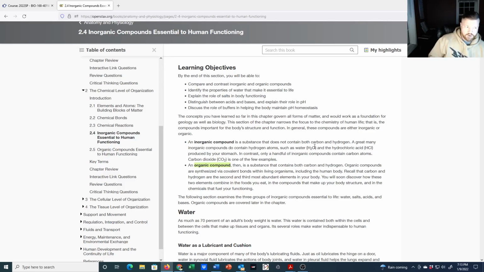So water has no carbon in it, right? This HCl, that's an acid, right? That C is not carbon, that's for chlorine, right? So hydrochloric acid. Carbon dioxide, it's got carbon in it, doesn't have hydrogen in it, so that's considered inorganic. Salt, right? Salt, table salt, is sodium chloride. So no carbon in there, no hydrogen in there, so that is an inorganic compound. So organic compounds contain carbon-hydrogen bonds, inorganic things do not.